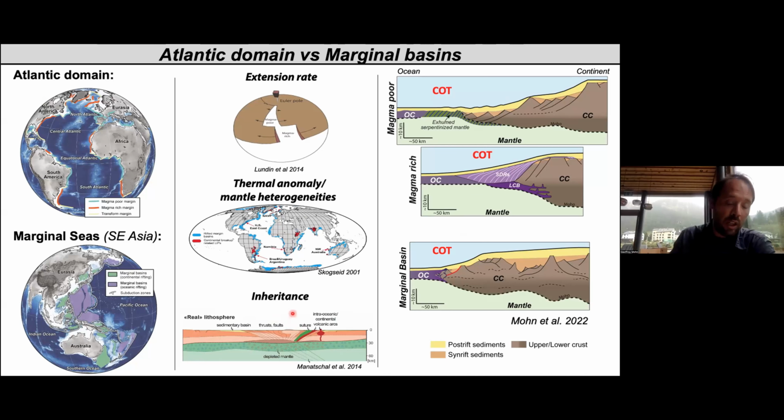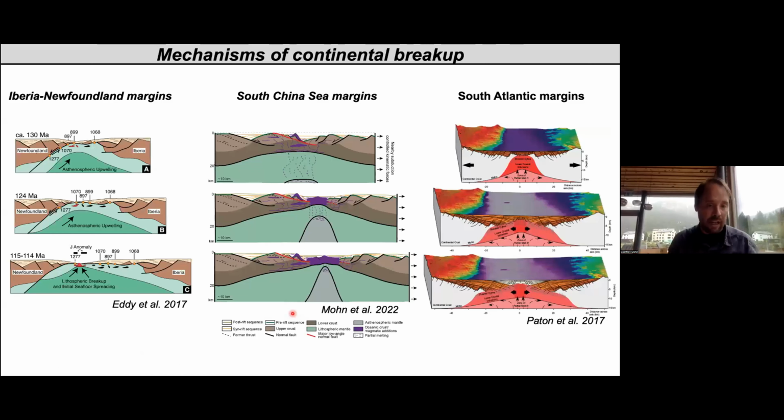While on the other way, the magma-rich margin is controlled by thermal anomaly and, of course, inheritance. So I will leave you with my last slide. That is just a comparison of the three main modes of deformation of the magma-poor Iberian-Newfoundland margin, the South China Sea, and the South Atlantic margin. And I leave you with this conclusion. And I hope that I am in time.